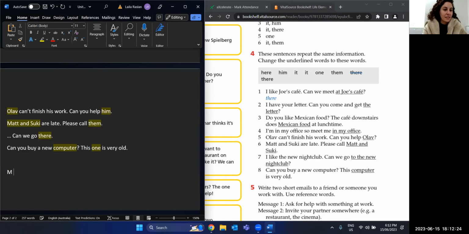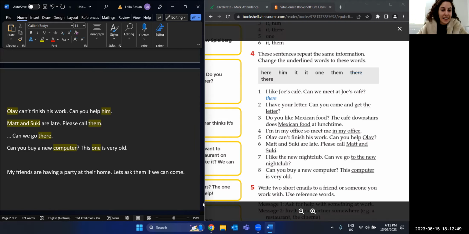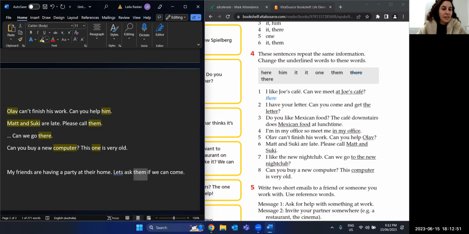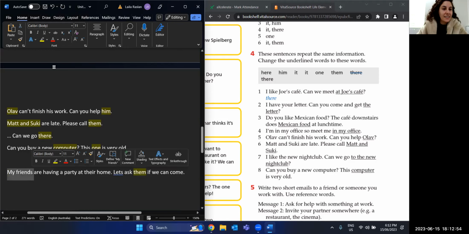Are doing a project in their house. Let's ask them if we can go there. Yeah, so my friends are having, we say we're having a party. My friends are having a party at their home. Let's ask them if we can come. Yeah, good. Let's ask them. Plural for my friends. So we tend to say are having. We have a party. Good.